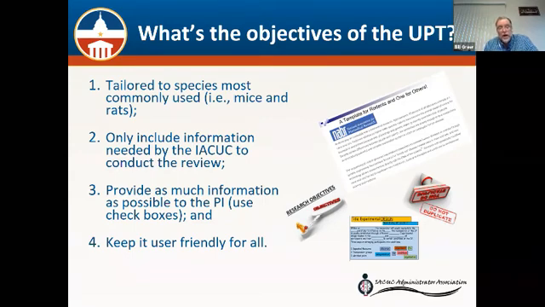The other idea is to provide as much information as possible to the PIs using checkboxes, and we'll give you a couple of examples when I get downstream to Ron, and he'll show you exactly what we're talking about. Finally, we want to keep it simple and user-friendly. We want to make sure that when an IACUC member reviews it, it's very straightforward. It's easy to understand. When a PI fills it out, same deal. Easy to use, easy to complete, and importantly, they can share it with their lab, with the other people that are doing the animal activities, and it's easy to follow, so they can ensure they're maintaining compliance with their protocol form.